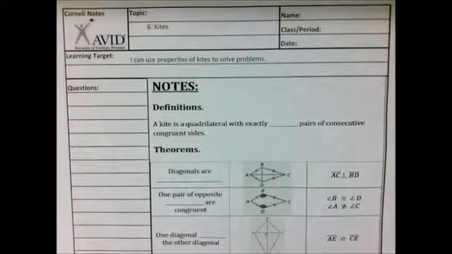Alright, video number 6 now. We're going to talk about kites. We've been talking about quadrilaterals, parallelograms. Now we're talking about a different quadrilateral, and that one is called a kite. Kind of like what you fly in the air, right? Same type of shape. But your learning target is I can use properties of kites to solve problems.